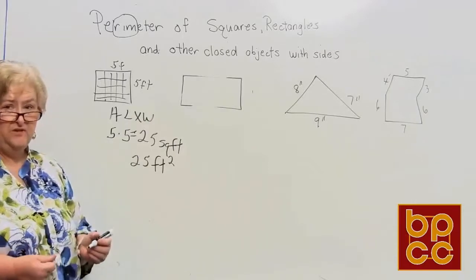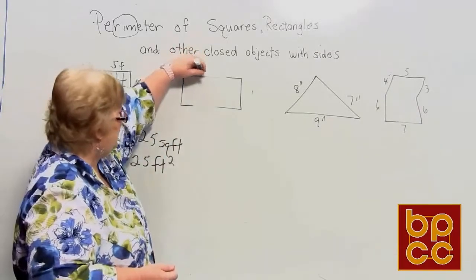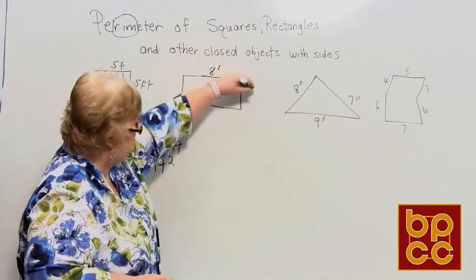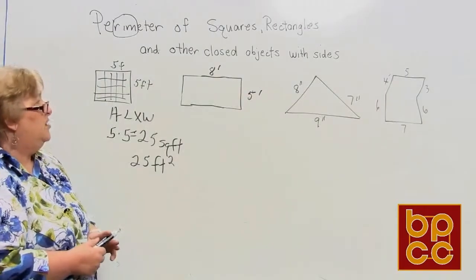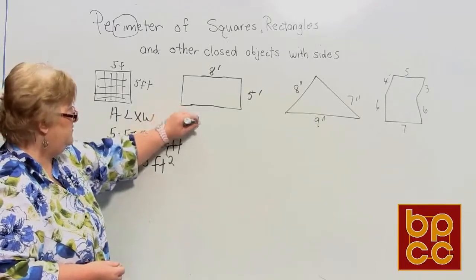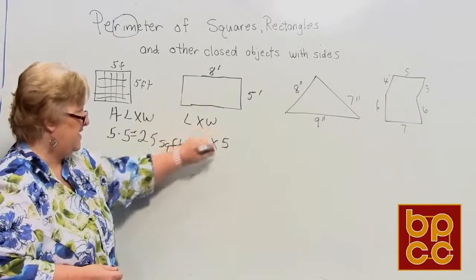So I must say 25 square feet or 25 feet squared. So length times width is fine on that one. Same with our rectangle here. Let's say that we have an 8-foot by 5 feet. Okay? And on this one, we're going to do length times width again. So length times width, we're going to go 8 times 5.